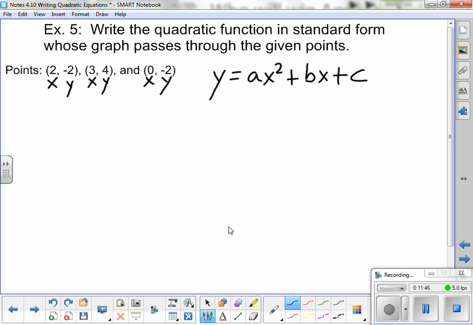So let's do this first. So I'm going to put the points over here. So the first point is 2, negative 2. Okay, so that's that point. Now what I'm going to do is write my equation.